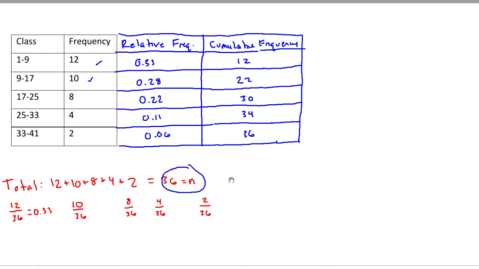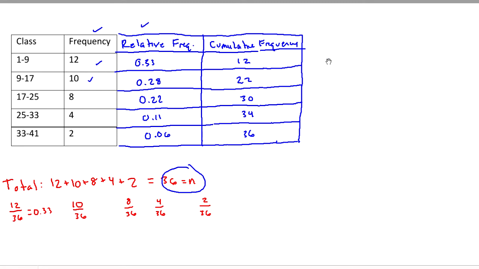down here. So as you can see, I could do cumulative relative as well. I just keep a running total. So it'd be 0.33 for the first. And then the second one would be 0.33 plus 0.28. The next one would be that number plus 0.22, and so on. We won't see that as often, but you could also do that. So cumulative frequency, most commonly used for an ogive. For us, we'll probably focus more on frequency and relative frequency because those can be used to make histograms.